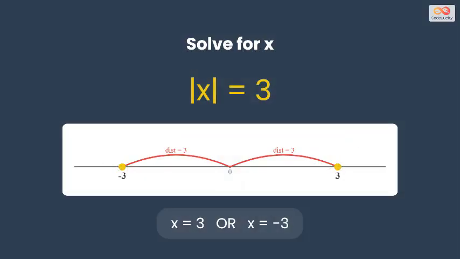Here is a quick puzzle. If I tell you that the absolute value of x is equal to 3, what could x be? Well, we are looking for numbers that are 3 units away from 0. That could be positive 3, but it could also be negative 3. Both represent a distance of 3.